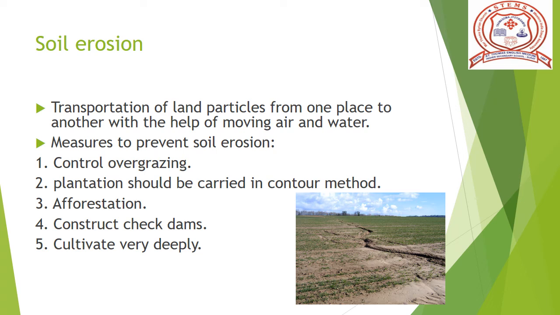Soil erosion affects the fertility of the soil. So we have to take measures to prevent soil erosion. Control overgrazing. Plantation should be carried out. Afforestation. Construct check dams. Cultivate very deeply. These are the important measures to prevent soil erosion.